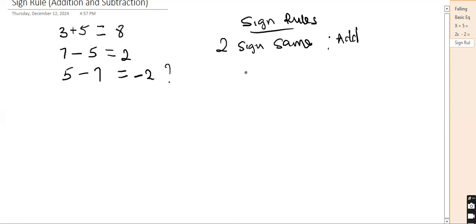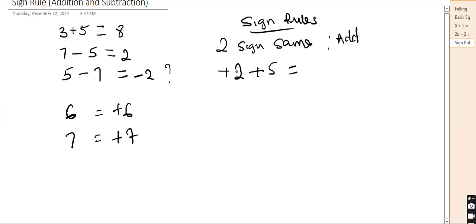So this is the example. For example, if I say 2 plus 5, now 2 plus 5 means plus 2 plus 5. When a number is positive, we never indicate the plus. Most times when we're writing it, we don't indicate it, because all numbers by default are positive. So if I write 6, 6 is the same as plus 6. If I write 7, 7 is the same thing as plus 7. So 2 plus 5 means plus 2 plus 5.